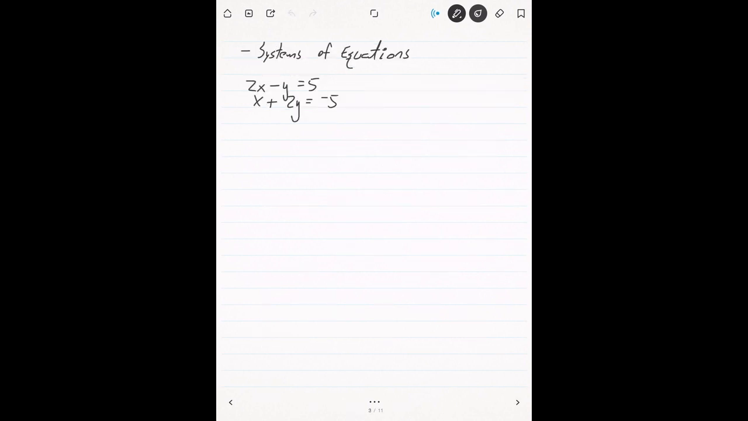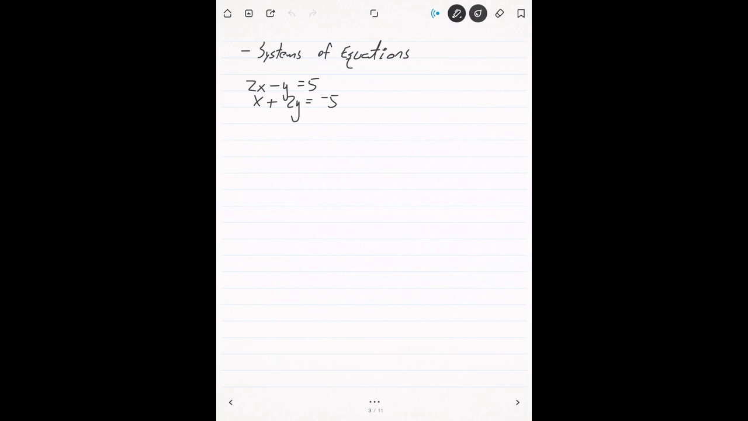Now let's talk about systems of equations. Here we have this particular example: 2x minus y equals 5, and x plus 2y equals negative 5. We have multiple linear equations here. We've got a system, and we can turn a system of equations into a matrix.